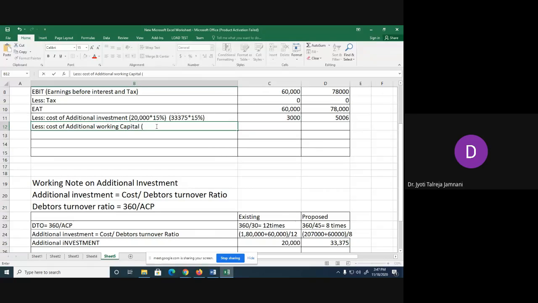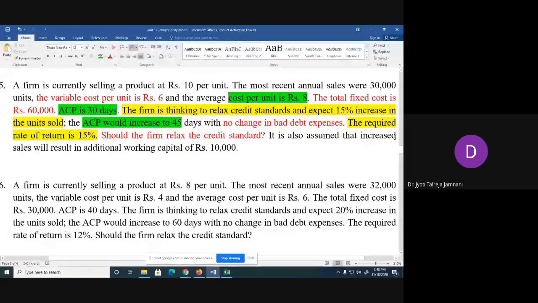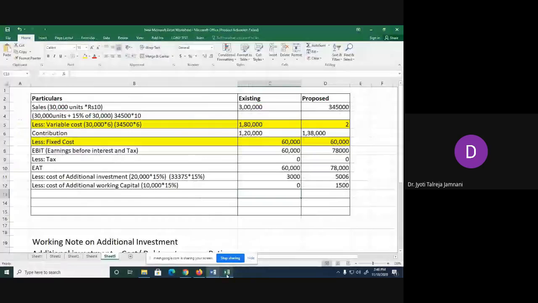How much is the additional working capital given? 10,000. You find 15% of that. That comes to 1,500. Where should I take it? In the proposed, not in the existing, because they have clearly mentioned here, it is also assumed that increased sales will result in additional working capital of 10,000. Where have the sales increased, in the existing or in the proposed?